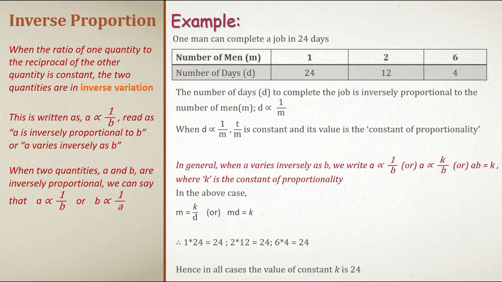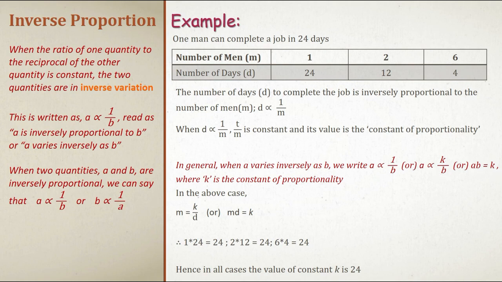So the number of days to complete the job is inversely proportional to the number of men. Okay, so D is inversely proportional to 1 by M, correct? D is days and M is men. So in general, when a value is inversely proportional, we write it as A is inversely proportional to 1 by B, or A is inversely proportional to K by B. Simplifying this, we get A into B is equal to K.